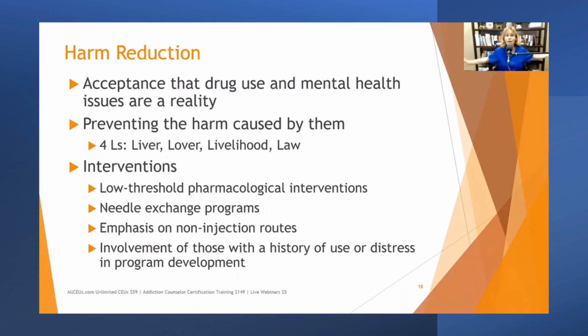So we want to get people in recovery to put in their 2 cents and say, all right, what are the biggest challenges to staying clean and sober? What are the things that would help reduce some of these other secondary effects with health, relationships, livelihood, and legal? Or to use the 4 L's, which you'll probably need to know for your test: liver, lover, livelihood, and law.